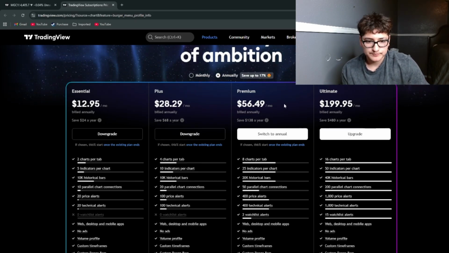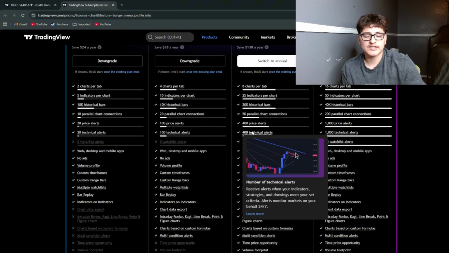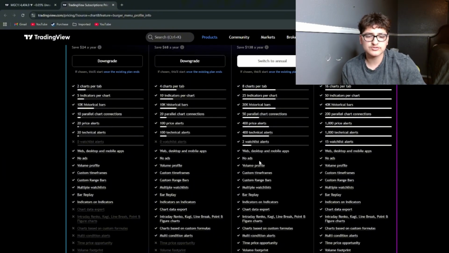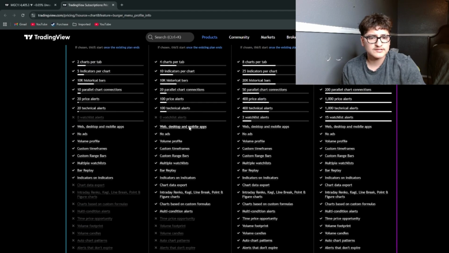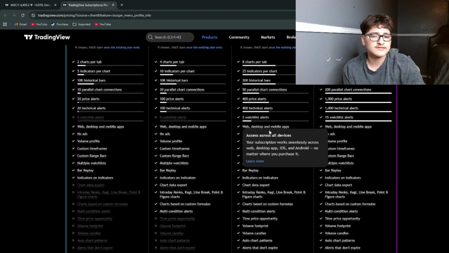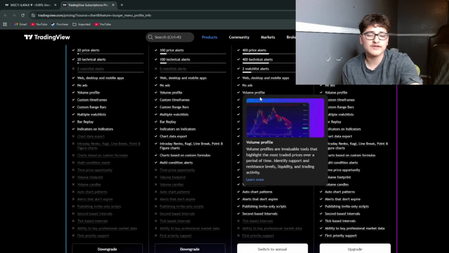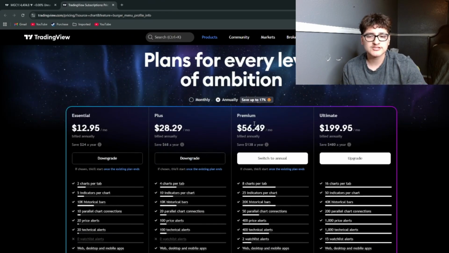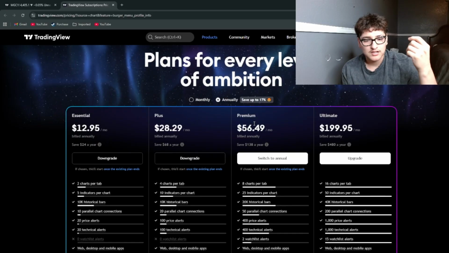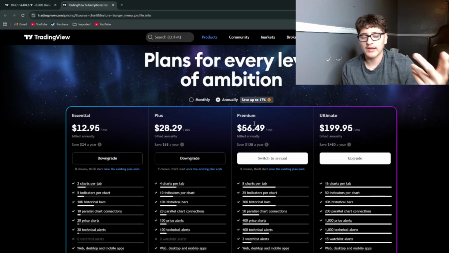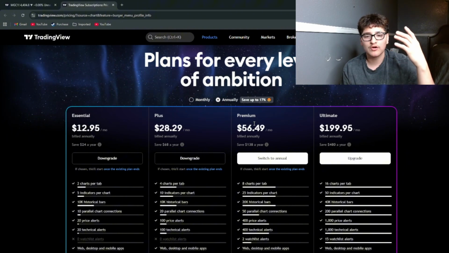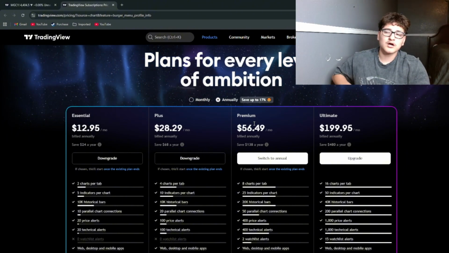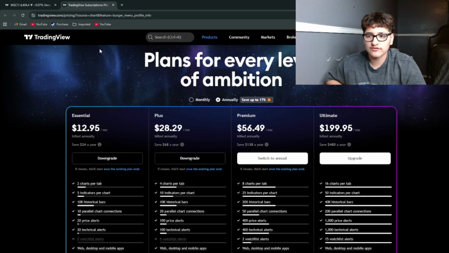You can use any of these. It shows everything: volume profile, web, desktop, and mobile apps. It shows you everything you can get. I recommend getting it, and you can get the backtesting and up-to-date candles. So whenever you trade on TradingView, you won't have any delayed candles and stuff like that.